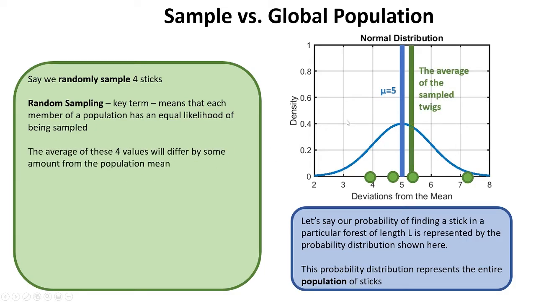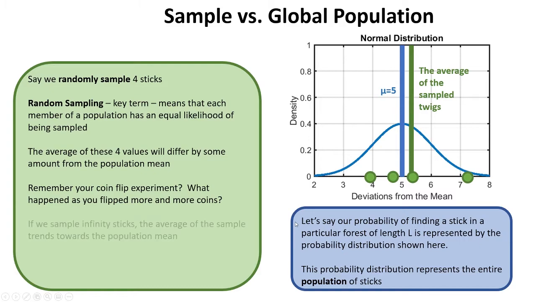Okay, so the average of these 4 values is always going to differ from the actual population parameter unless you've sampled infinity times or the entire population, right? If you're doing a subset of the population, it's invariably always going to be different than the true population mean. So remember your coin flip experiment? What happened when you flipped more and more, right? This green line would trend more and more towards the blue line if we sampled more and more twigs, just like as you flipped more and more coins, it would trend more and more towards 50%. So if we sample infinity sticks, as I said, the average of the sample will trend towards the population mean.